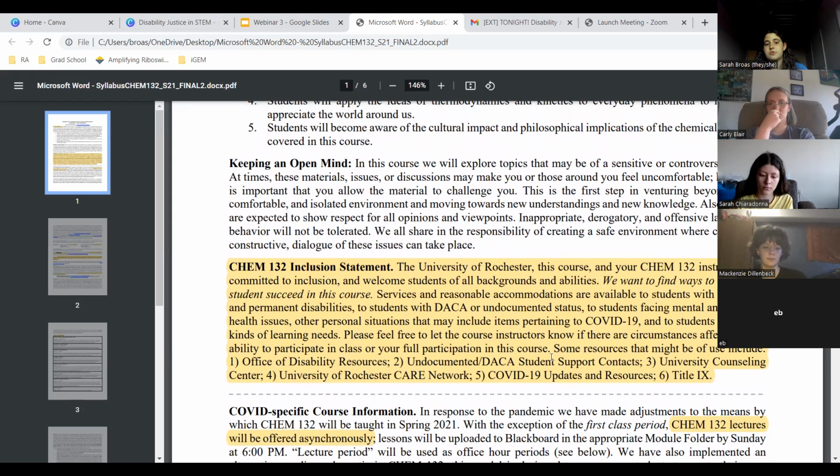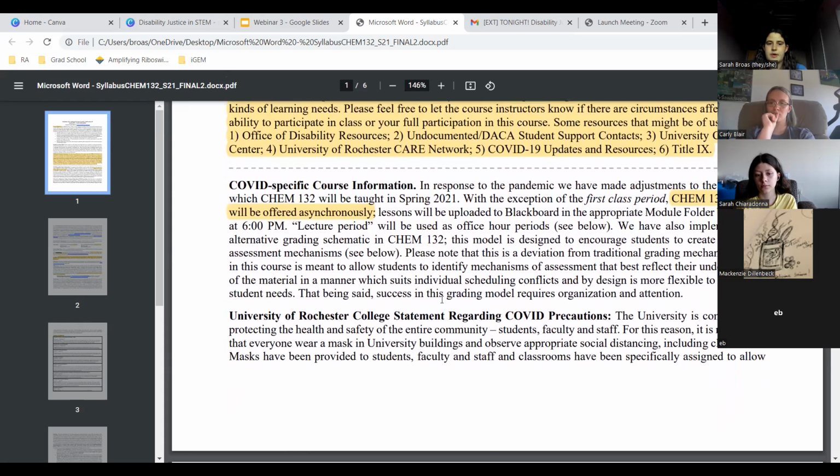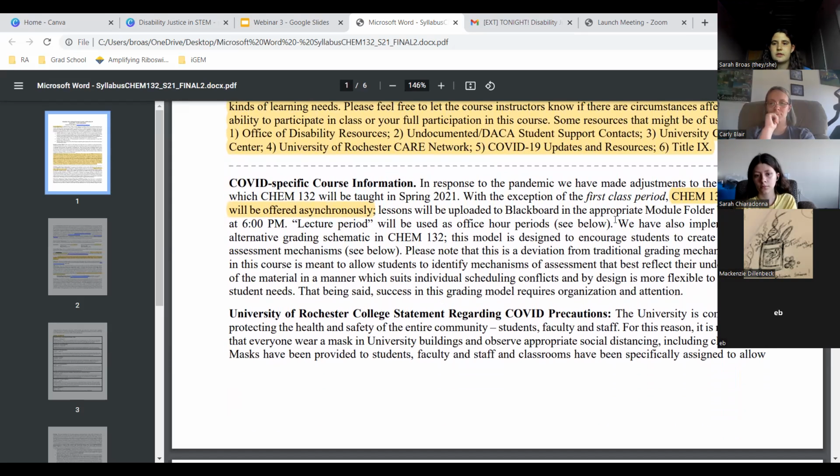But this syllabus really stuck out to me because it has an inclusion statement on the first page, which as a disabled student makes me feel really great, because they're specifically looking at students like me. So let's take a little bit of a look at this class more specifically.